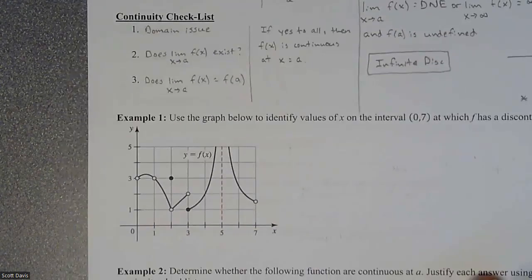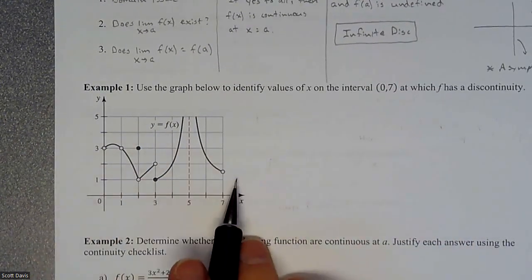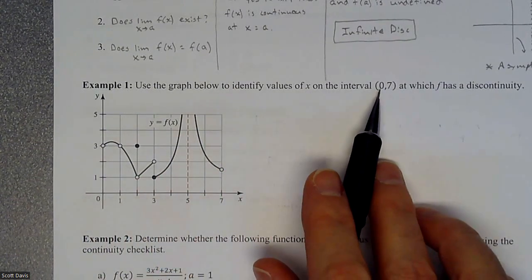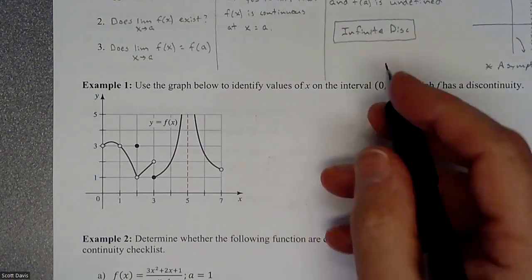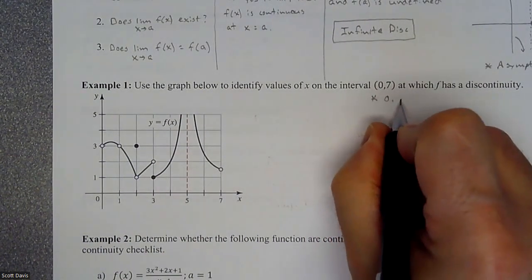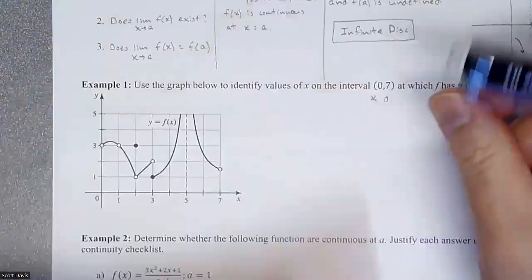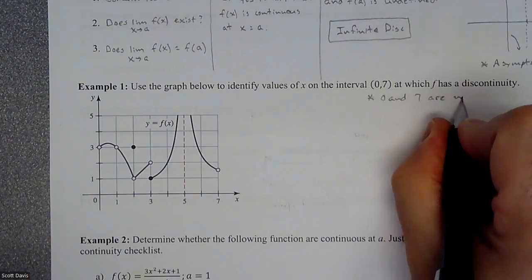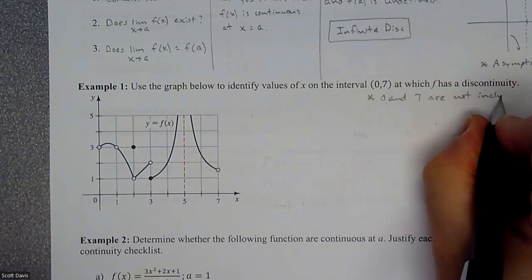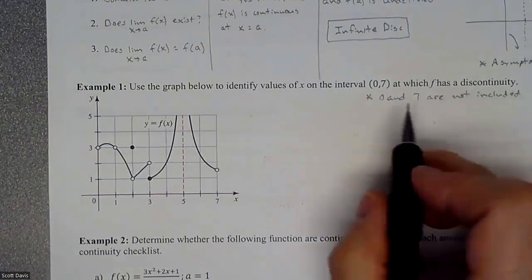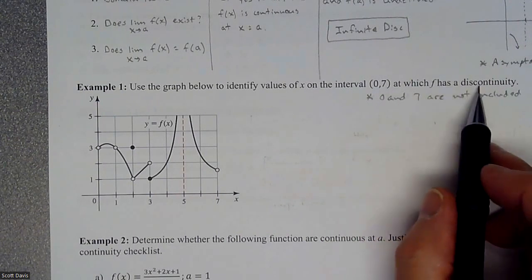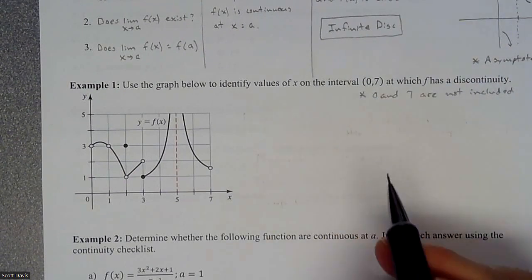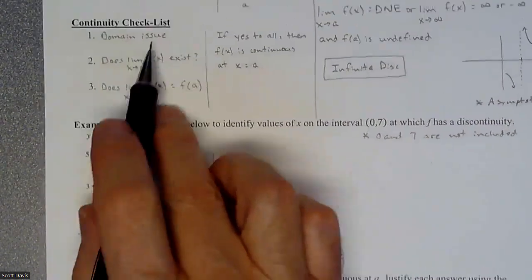Let's do this with a visual. We have this graph with all these points, and we're using the graph below to identify the values of x on the interval from 0 to 7. Notice the parentheses, so 0 and 7 are not included. We want the values of x in that interval at which f has discontinuity, meaning there are breaks in the graph. We're going to figure out what they are, define them, and give a little justification of why.